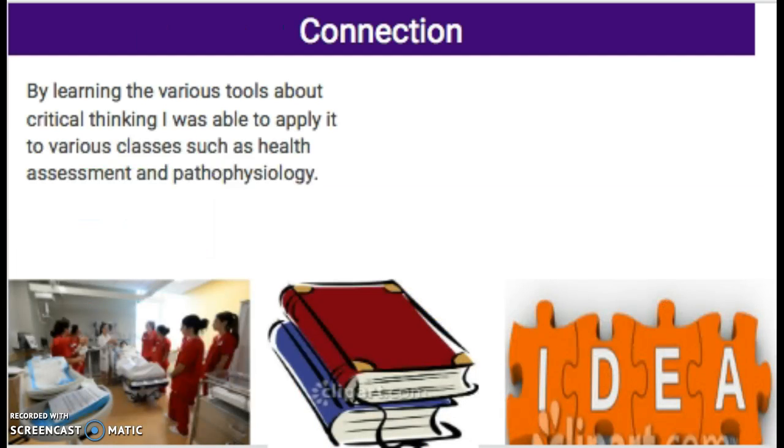One connection that I had this semester is when I was in lab and we learned how to percuss a patient. We learned that there are different sounds to hear when percussing the abdomen. I already knew how to do it, but I learned that I was doing it wrong for all this time. When I found out the right way to do it, this was my aha moment for my lab class.